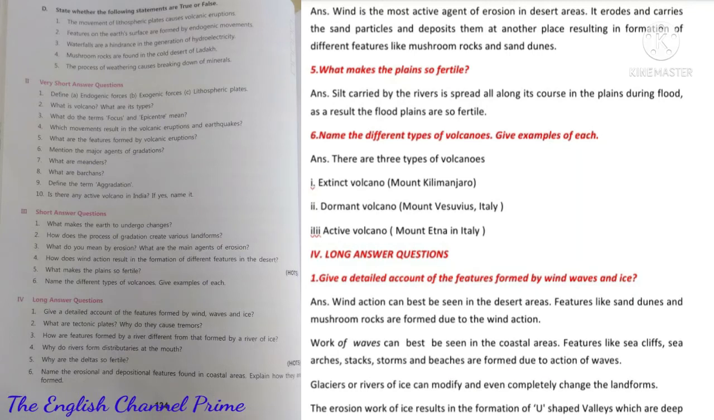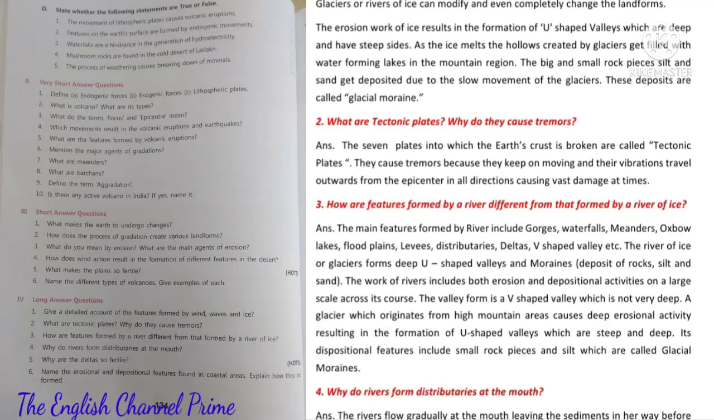Similarly, glaciers or the rivers of ice can modify and even completely change the landscape. The erosion work of ice results in the formation of U-shaped valleys. As the ice melts, the hollows created by the glaciers get filled with water, forming the lakes. The big and small rock pieces, silt and sand get deposited due to the slow movement of the glaciers. These deposits are called the glacier moraines.